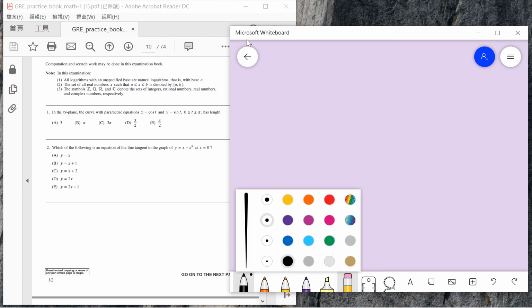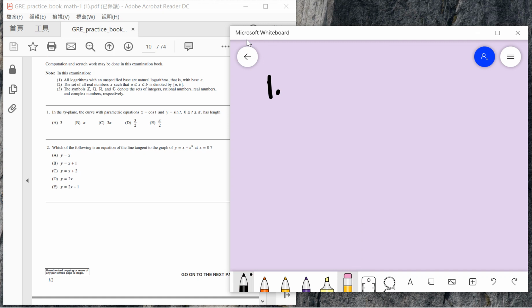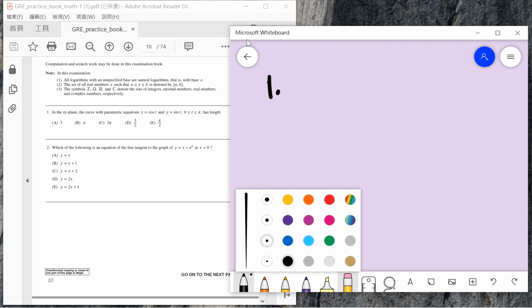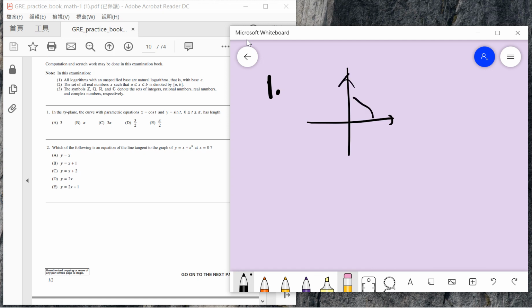Okay, let's start. The first 10 questions usually contain simple calculus, so the first question is usually very easy. In the XY plane, the curve is parameterized, and they ask about the arc length. Basically, this is the circle, right? And they ask about the length from 0 to pi. So the answer is just pi. The answer is B. So simple.